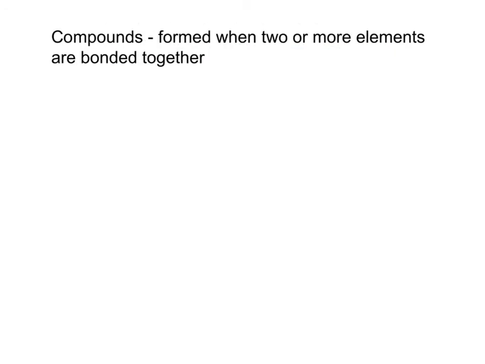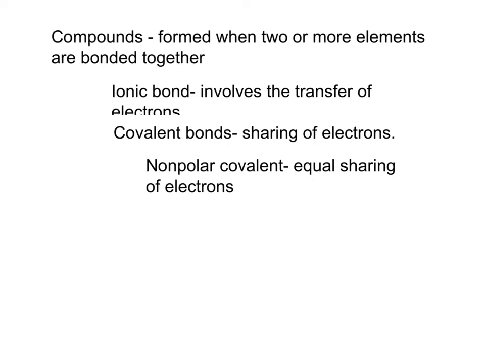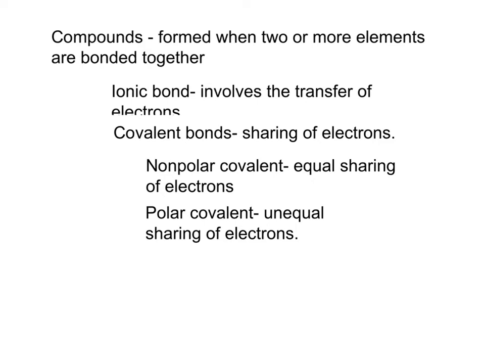Compounds are formed when 2 or more elements are bonded together. They may be in the form of ionic bonds, in which there is a transfer of electrons. Electrons are donated and they are accepted by the other atom, or they may be covalent bonds, and under covalent bonds they're being shared together. Electrons are being shared. These electrons may be shared equally, meaning it is a non-polar covalent molecule, or they may be unequal sharing of electrons, which is a polar covalent molecule.